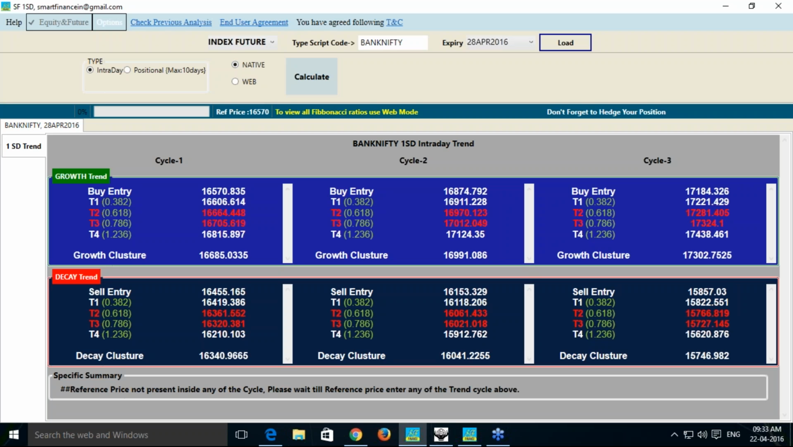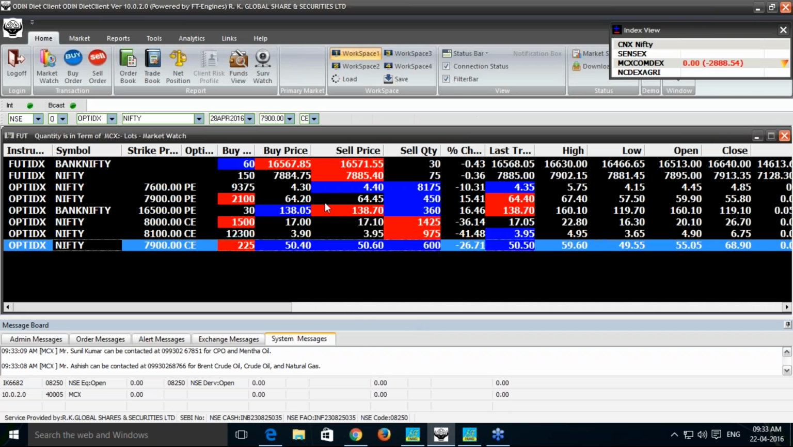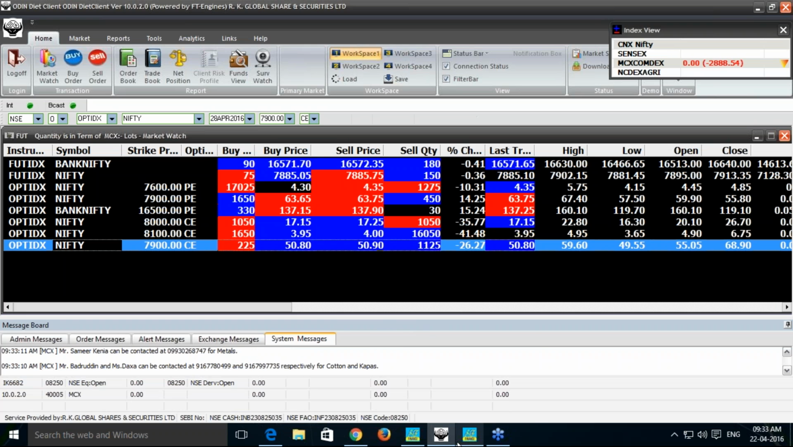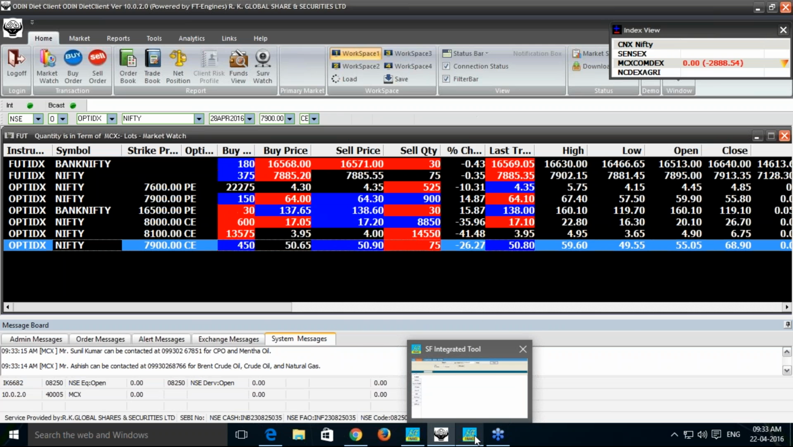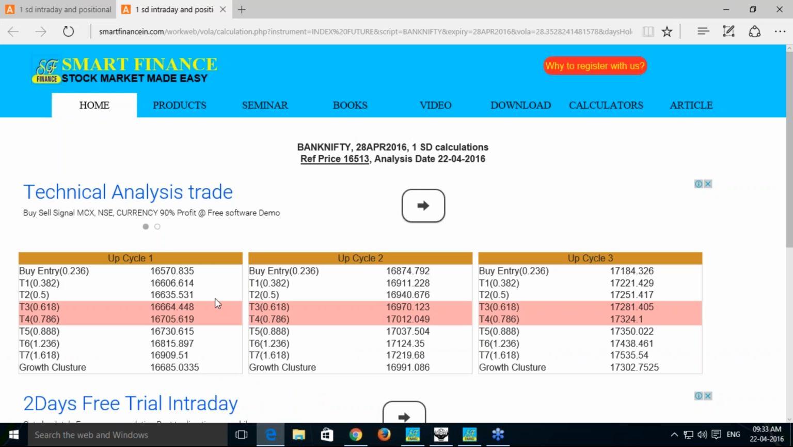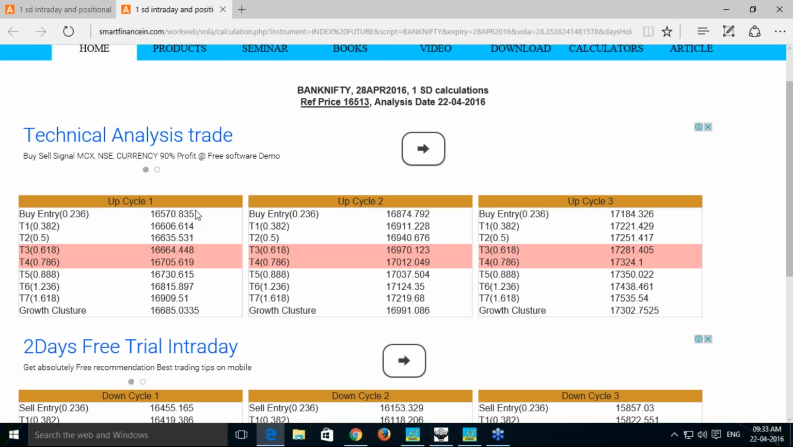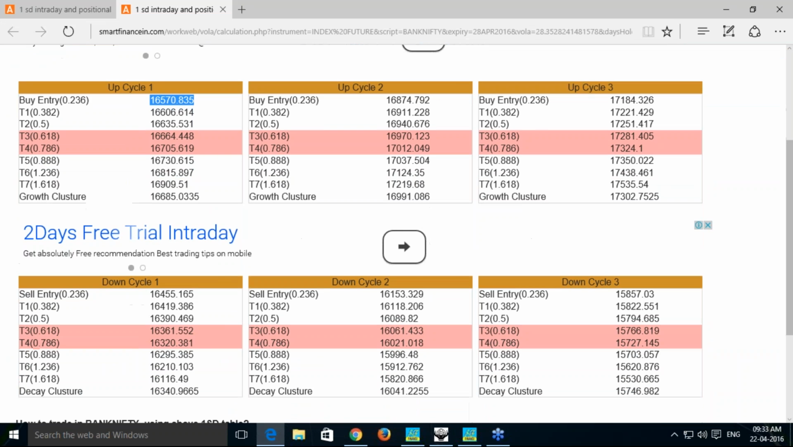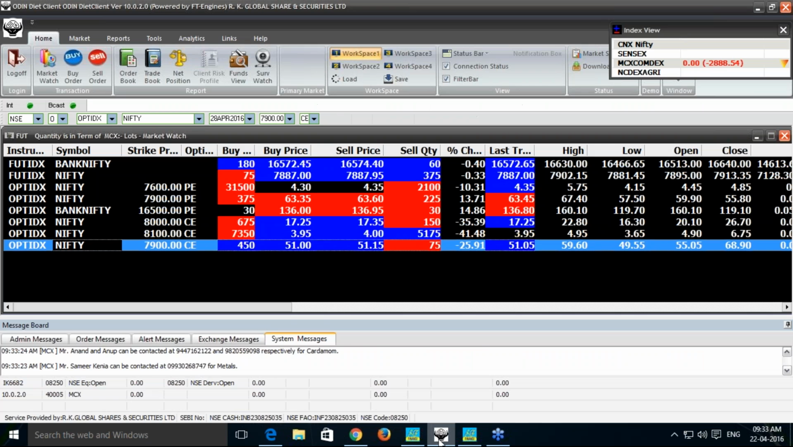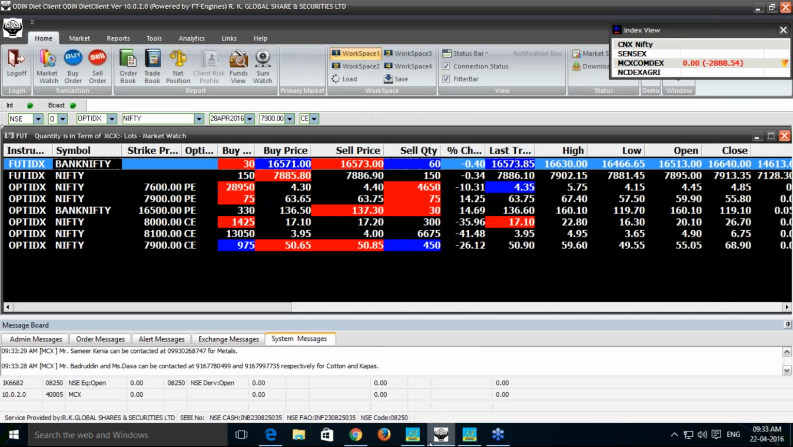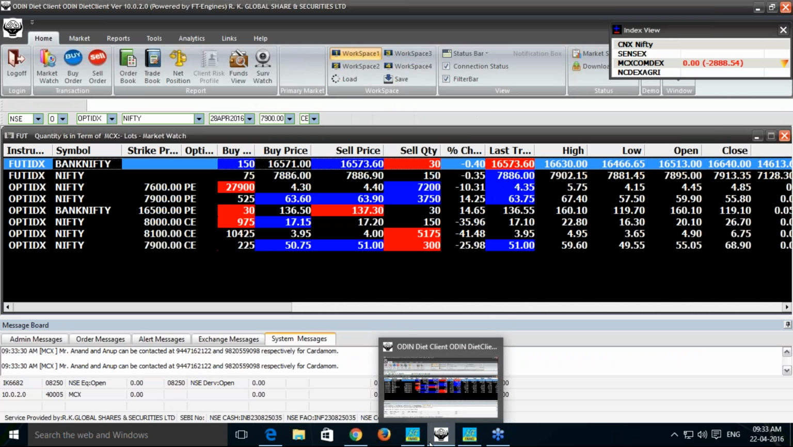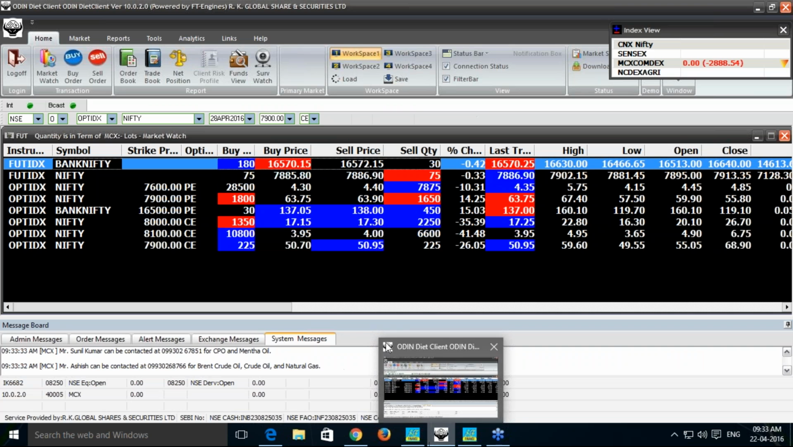16,570 it is telling to buy, and 16,455 it is telling to sell, and currently Bank Nifty is at 16,571. So this is what it is telling you. And I'll just go back to that analysis. 570, this is the place you should buy. Entry is placed here. This is the sell entry. Buy entry has triggered. Now you can think of buying it. If you're buying these things, what options should you buy for hedging it?